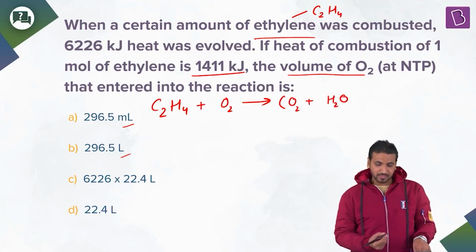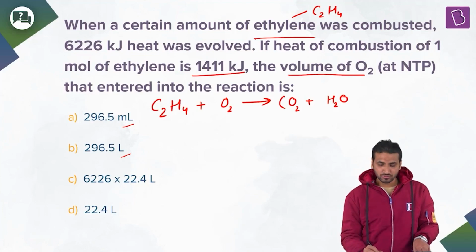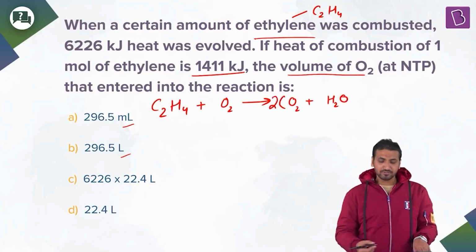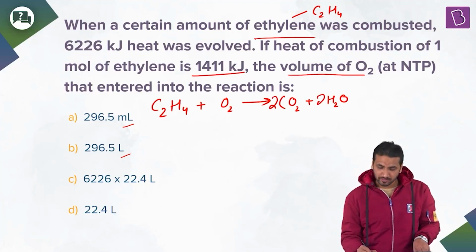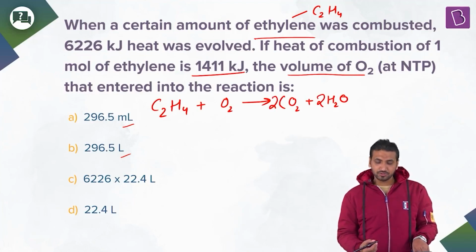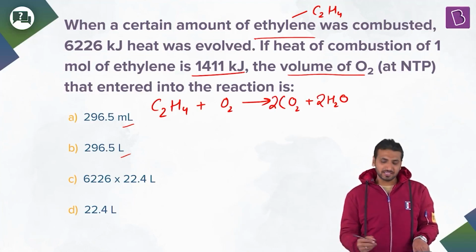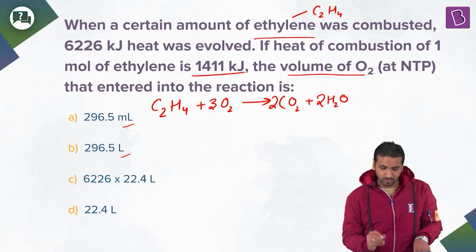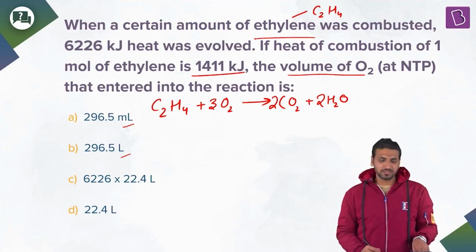Quickly balance it. 2 carbon, so 2 will be multiplied here. You have 4 hydrogen, so 2 again. You have 2, 2, 4, 6, so 6 oxygen on the product side. So you have to multiply this oxygen with 3. 3 into 2, 6. Perfect. The reaction is balanced.